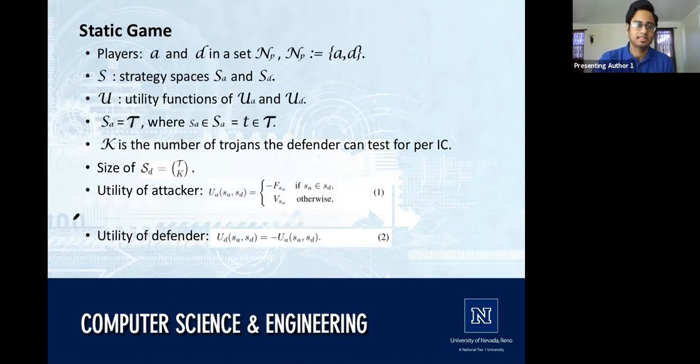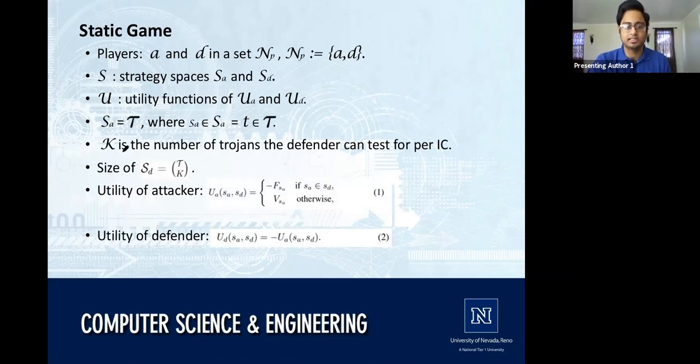So we take a look at the static game. In the static game, we have two players, attacker and the defender, in a set, which is the number of players, which is both the attacker and the defender. S is the vector containing the strategy spaces of both the attacker and the defender. U is the utility functions for both the attacker and the defender. Now, the strategy space of the attacker is equal to tau. So the attacker strategies is basically the types of Trojans that they can play, where every single strategy in the strategy space is equal to every Trojan in tau.